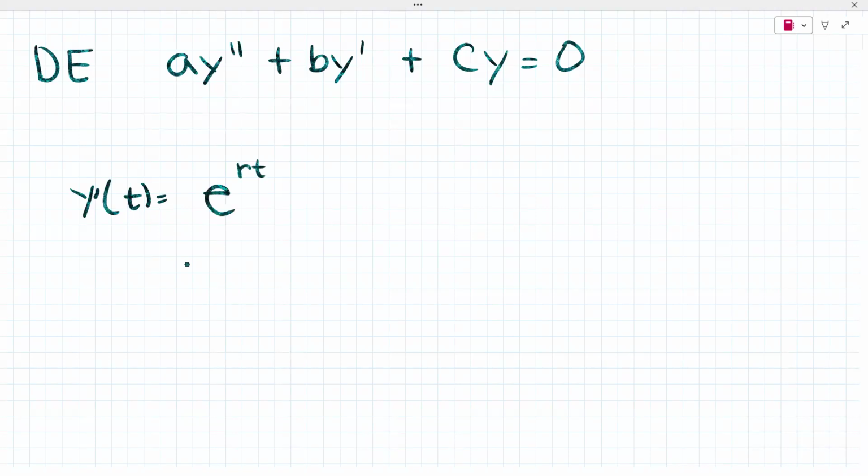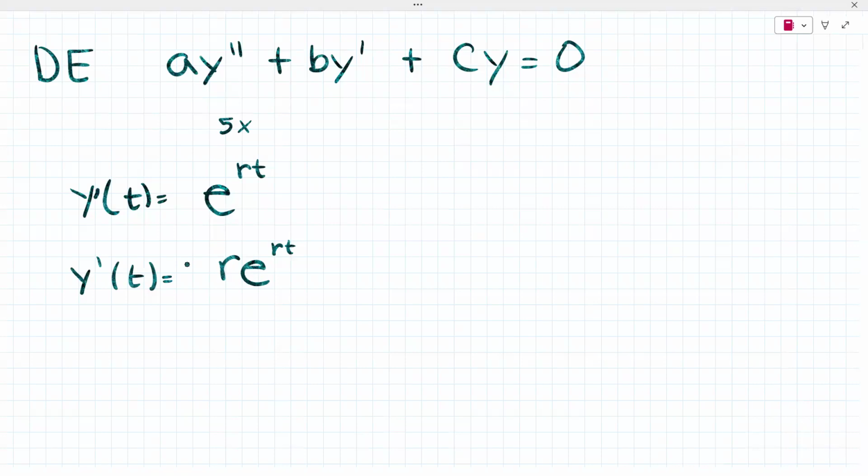And then we need to find y prime. So y prime of t, how do you take the derivative of e raised to the rt? Well, it's e to the rt times the derivative of the power. So r. It's like saying 5x: the derivative of 5x is 5. The same thing with rt. The derivative of rt is just r. So you could put an r here.